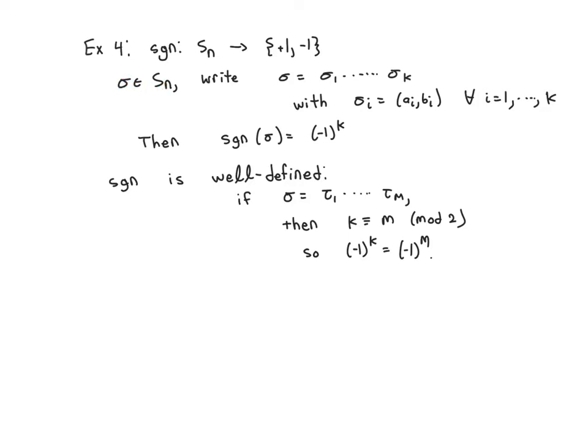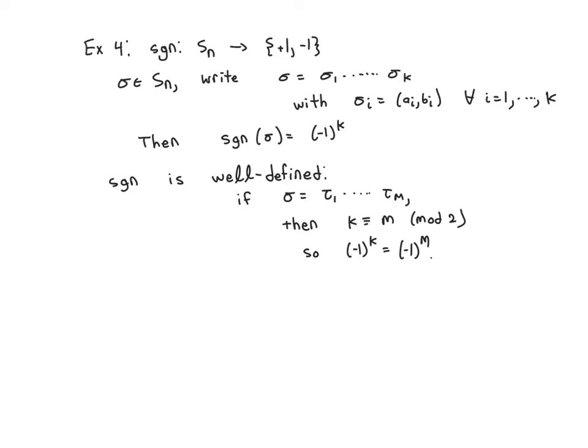Let sigma be a permutation. Write sigma as a product of transpositions, sigma 1 through sigma k. Remember, it's a theorem that it's possible to always do this for some k. Then define sigma n, sig n, this is called the signature, by the way. Define the signature of sigma to be -1 to the k.